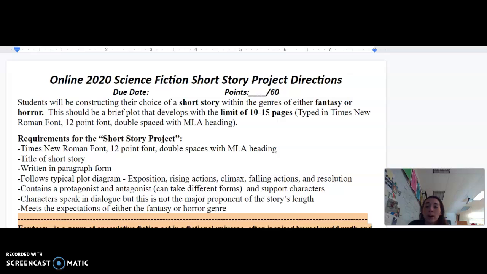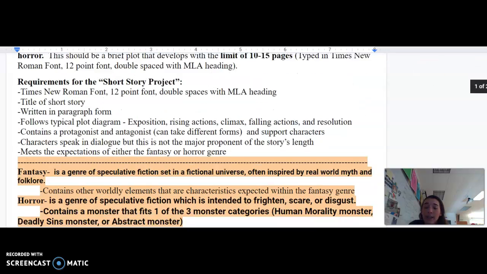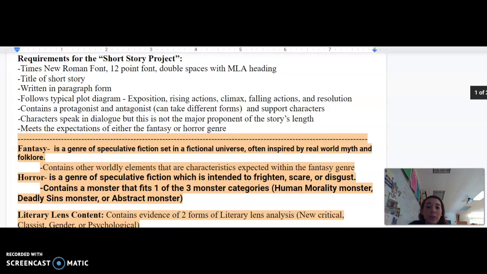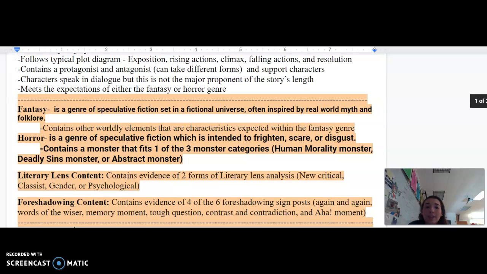If you are unsure as far as what those genres contain, fantasy is a genre of speculative fiction set in a fictional universe, often inspired by real-world myth and folklore. So it contains otherworldly elements that are characteristics expected within the fantasy genre. As far as horror goes, it's a genre of speculative fiction which is intended to frighten, scare, or disgust. It contains a monster that fits one of the three monster categories, so either human morality monster, deadly sins monster, or an abstract monster. Along with that, you must also include some elements of foreshadowing.